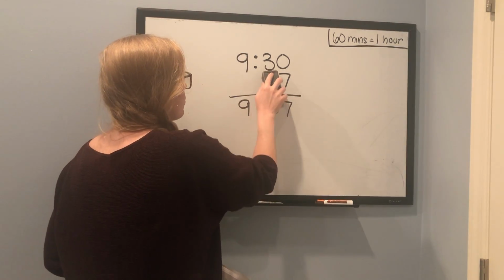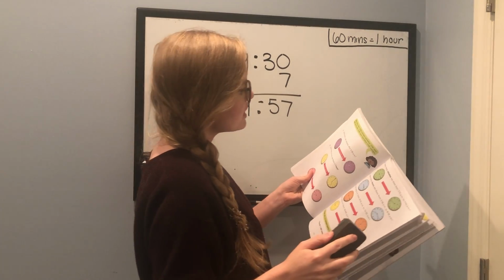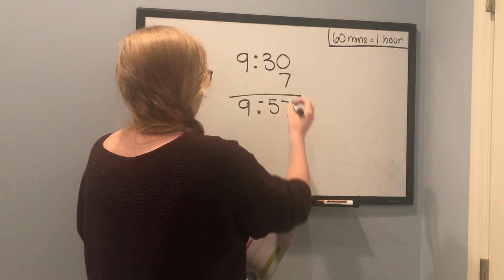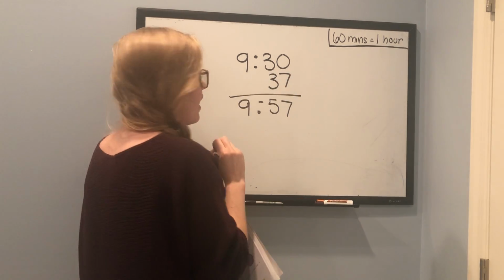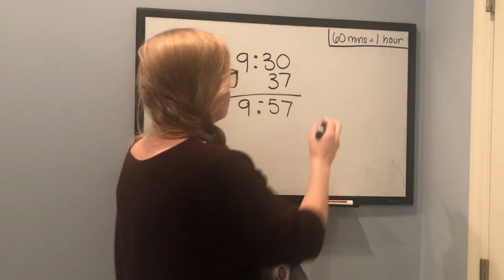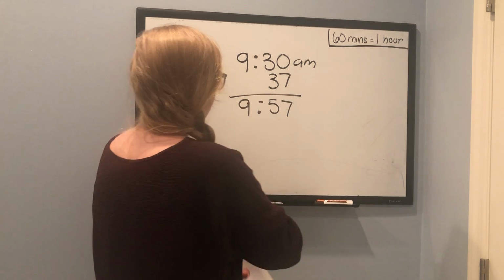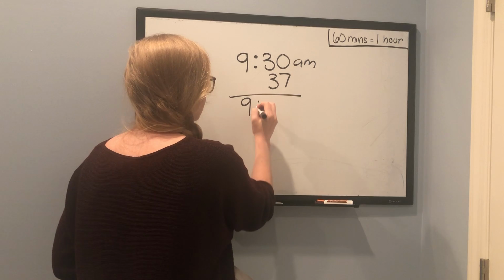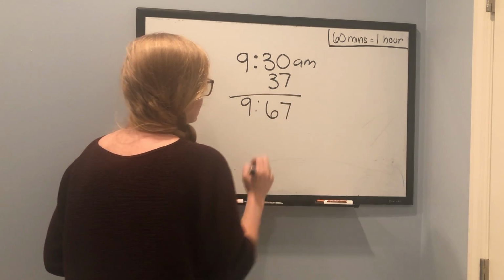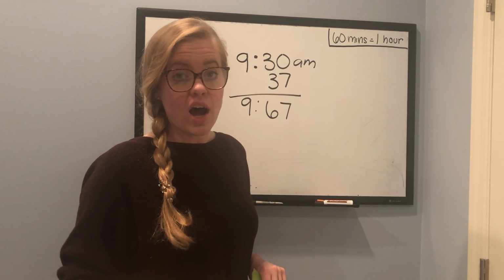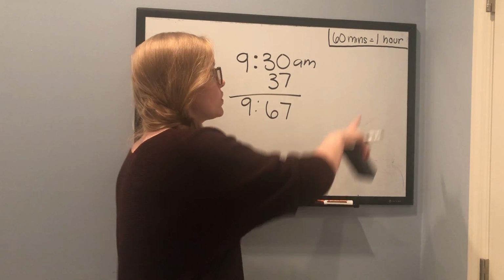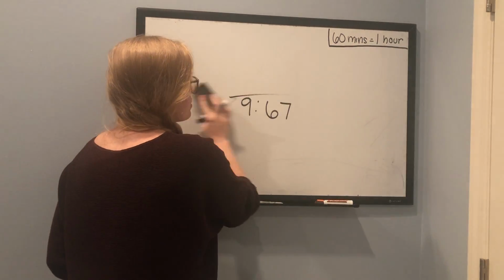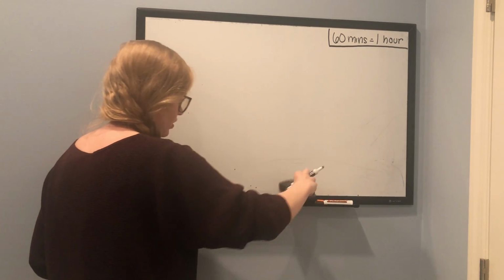However, what if the question was, what is 37 minutes after 9:30 a.m.? Well, Mrs. Halverson, then it would be 9:67. 9:67 is not a time, right? Because there's only 60 minutes in 1 hour. So the standard algorithm simply does not work.